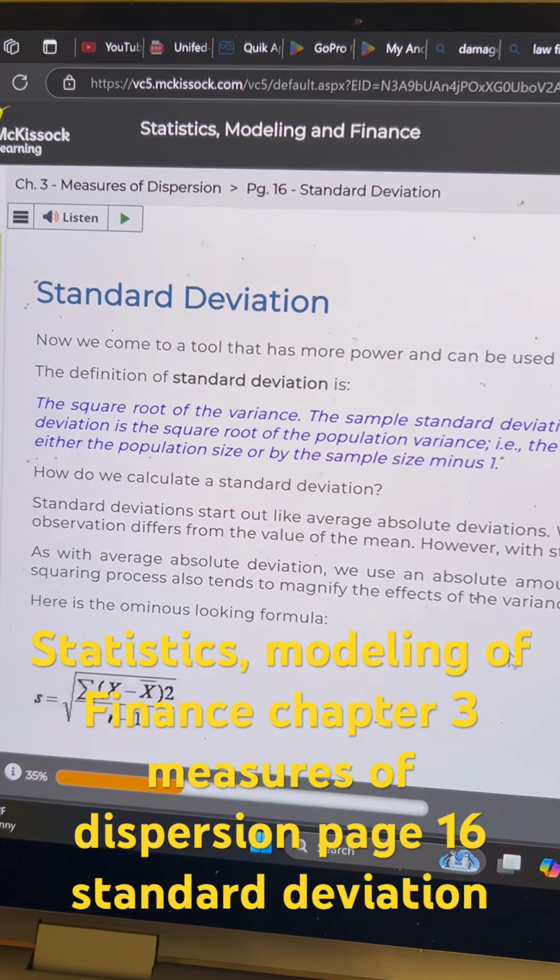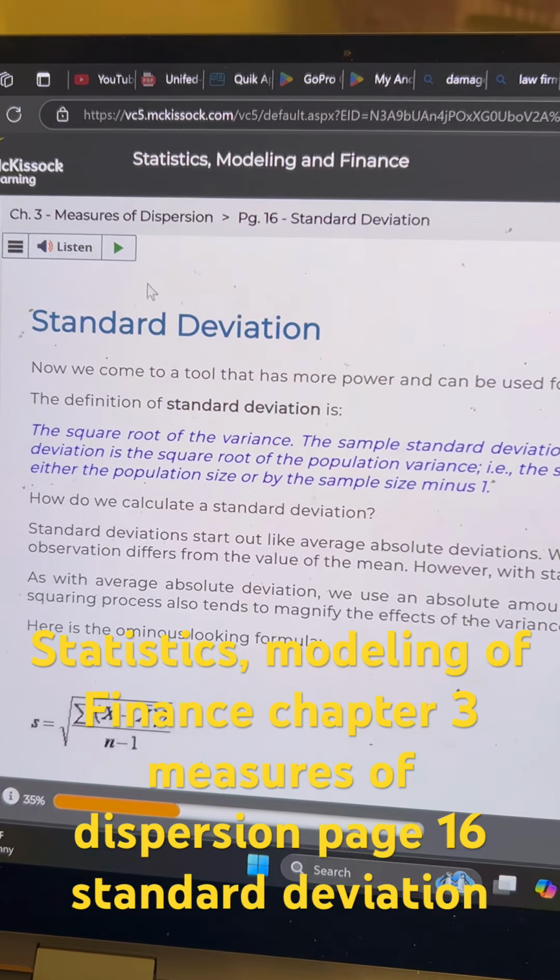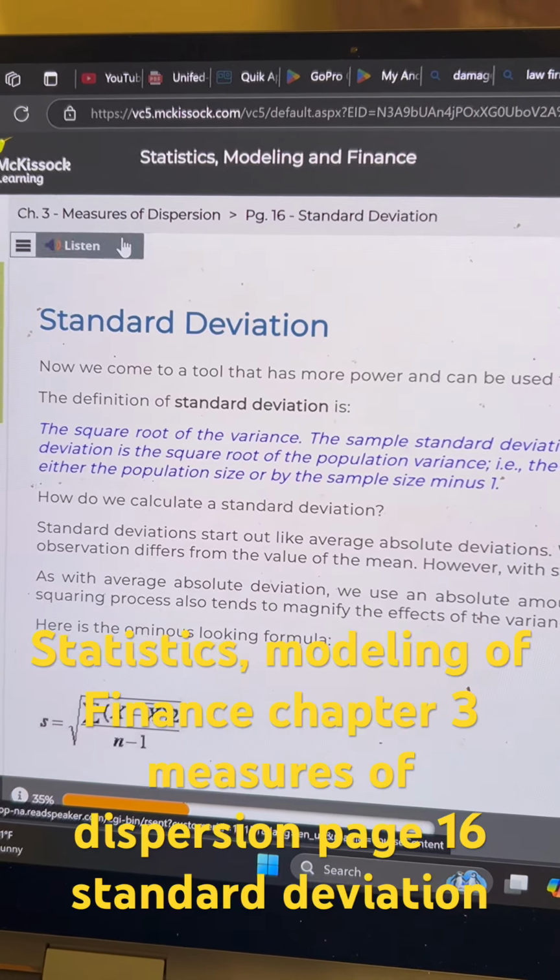Statistics, Modeling, and Finance, Chapter 3, Measures of Dispersion, page 16, Standard Deviation.